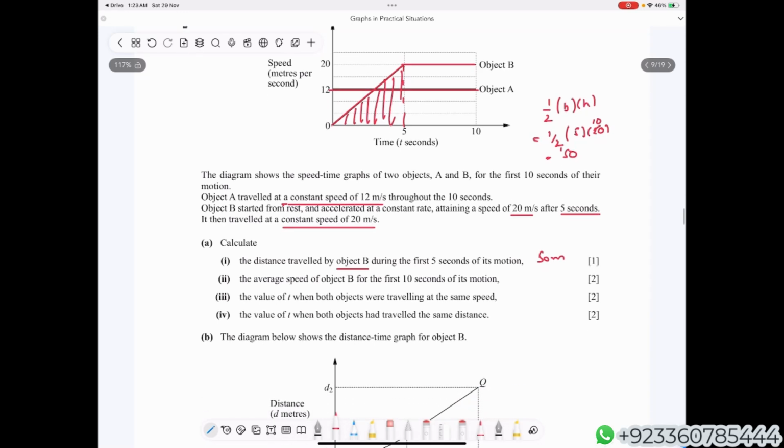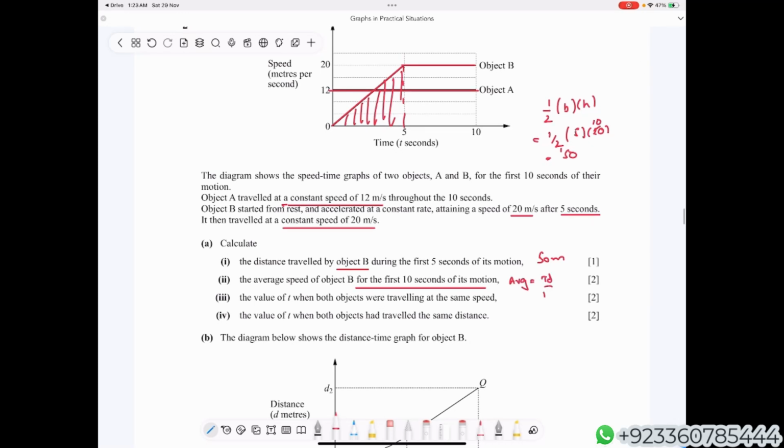The average speed of object B for the first 10 seconds of its motion. Now we know that average speed is equals to total distance over total time. The total time is 10 and the total distance is going to be this distance added also. This distance is, you can see, a rectangle. The width is 5 and the length of this rectangle is 20. So this is going to be 5 into 20, which is 100. So 100 is this rectangle over here and 50 is this triangle over here that we calculated.